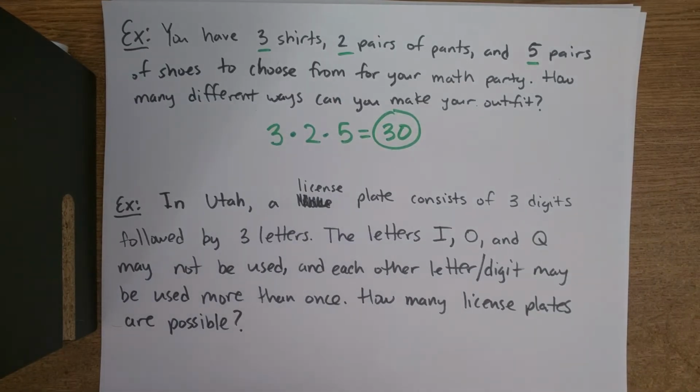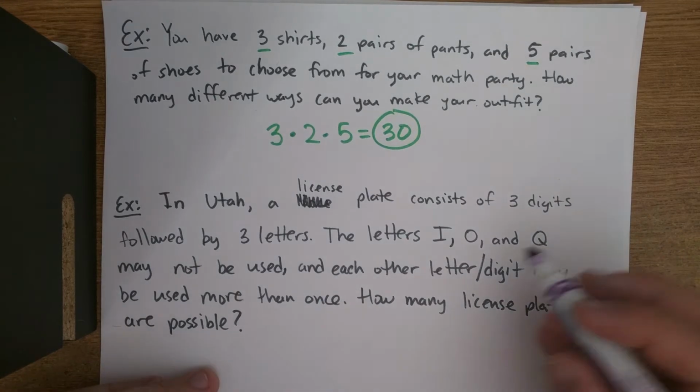Okay, here's another example. This one is actually a little more detailed, so we want to read it carefully. It says, in Utah, a license plate consists of 3 digits followed by 3 letters. The letters I, O, and Q may not be used, and each other letter or digit may be used more than once. How many license plates are possible?